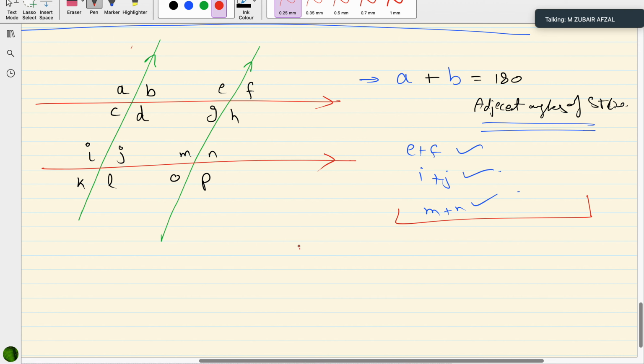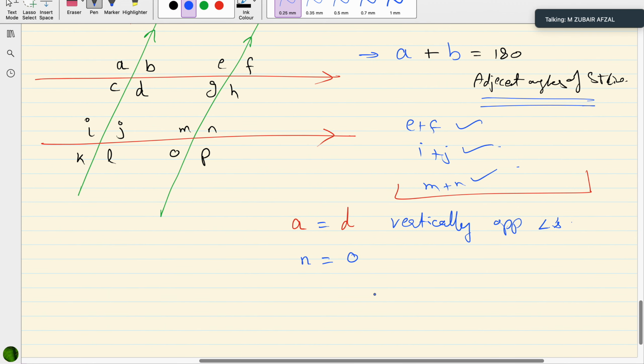What can we say about A and D? They are the same. They are equal. And the name given to them is vertically opposite angles. Name a vertically opposite angle to N. That's O, correct. Name any other set which is vertically opposite. C and B, correct.